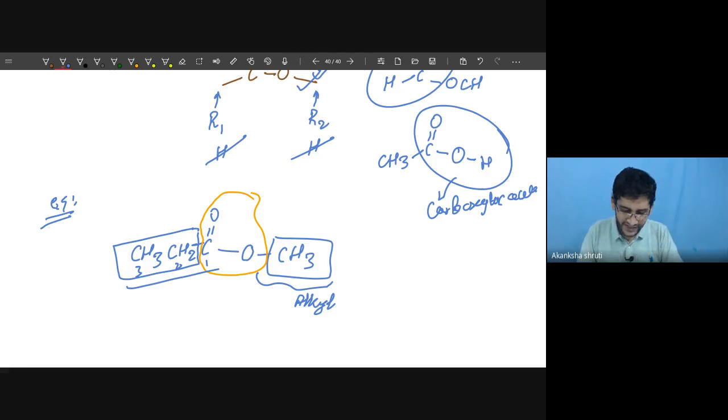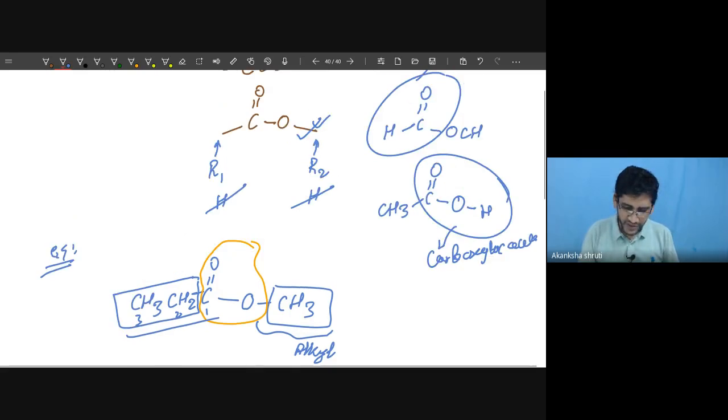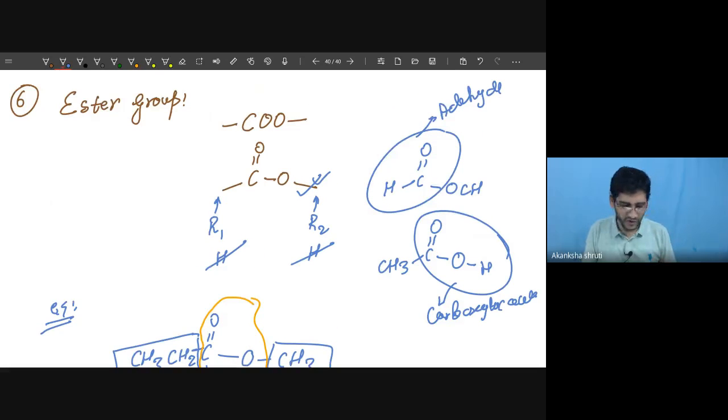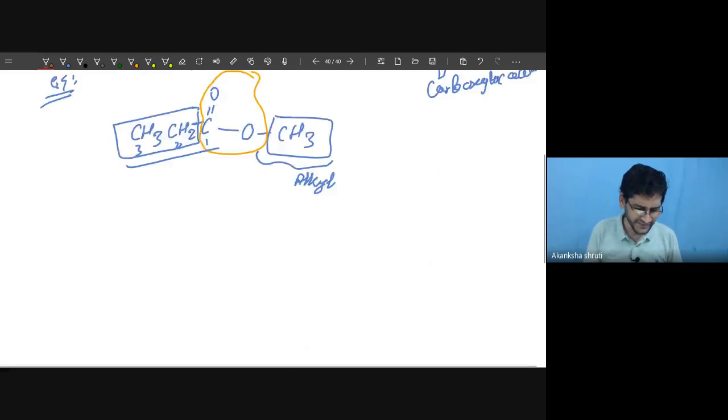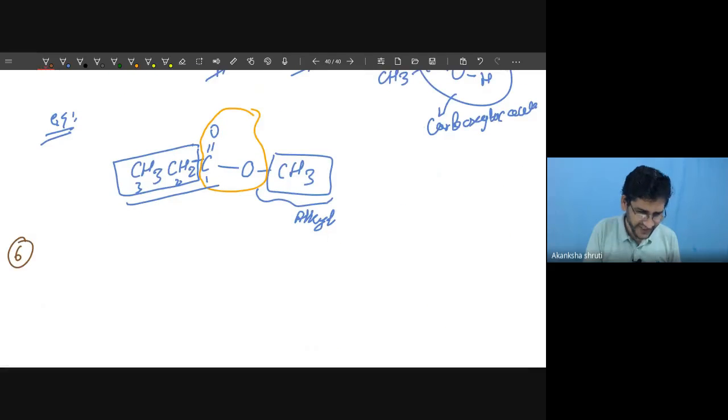Or this as methyl ethyl ester this way. So you just have to understand this kind of group is also possible. That much is enough for you. Another, the 6th one, is ether.